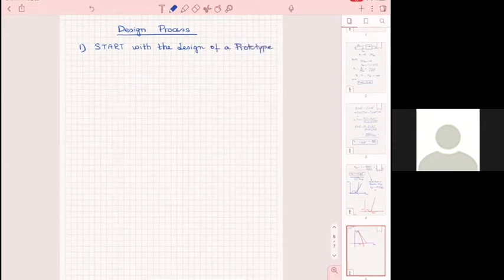What is a prototype? Prototype is a filter. It's kind of a generic thing. It's not real. It's part of the design. But we call it a prototype because by telling you a prototype, you understand all of the properties. First of all, the prototype is a low pass circuit.